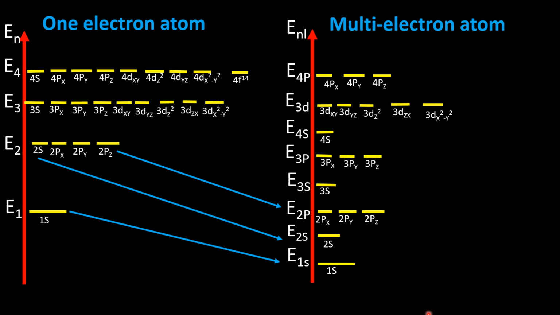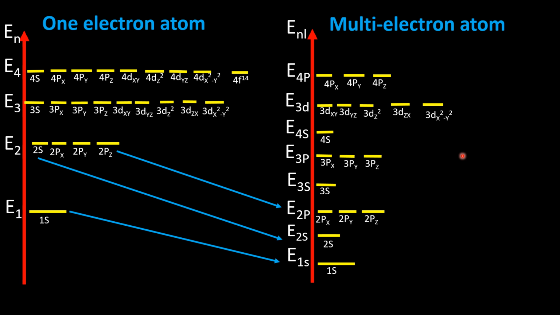Now what's the reason why the states in multi-electron atoms are lower in energy as compared to the corresponding states of the one electron system? The reason is the atomic number, Z. The one electron system has Z equal to 1, but for the multi-electron atom, Z is more than 1. So it means that the electrons in multi-electron systems experience a more positive charge of the nucleus.